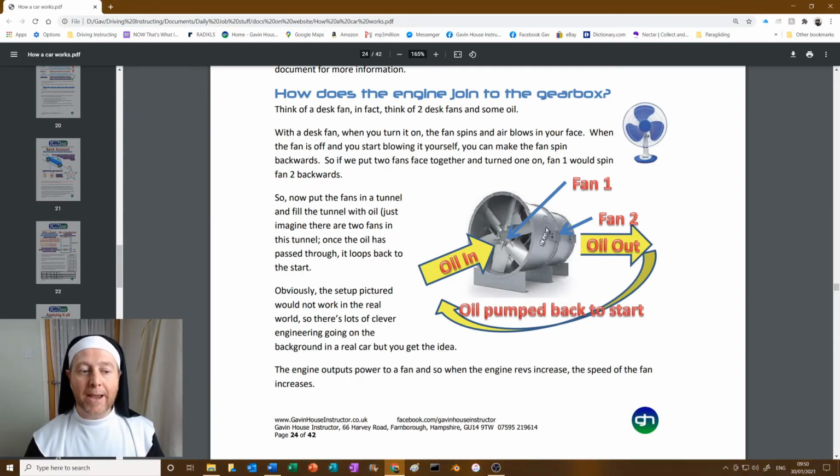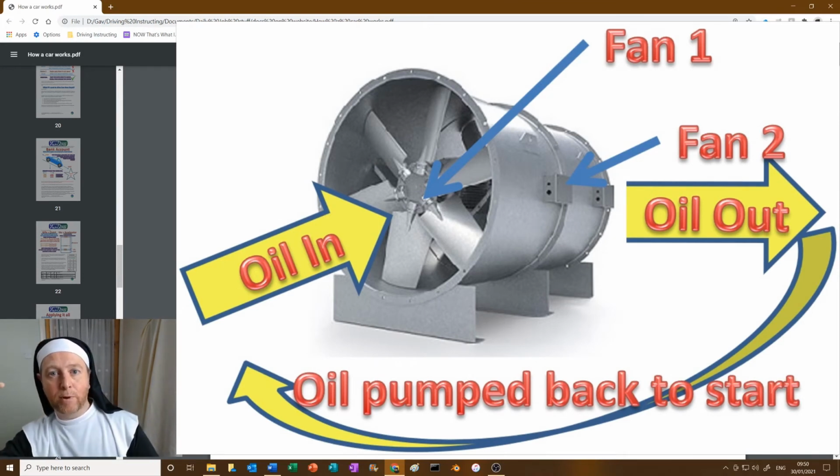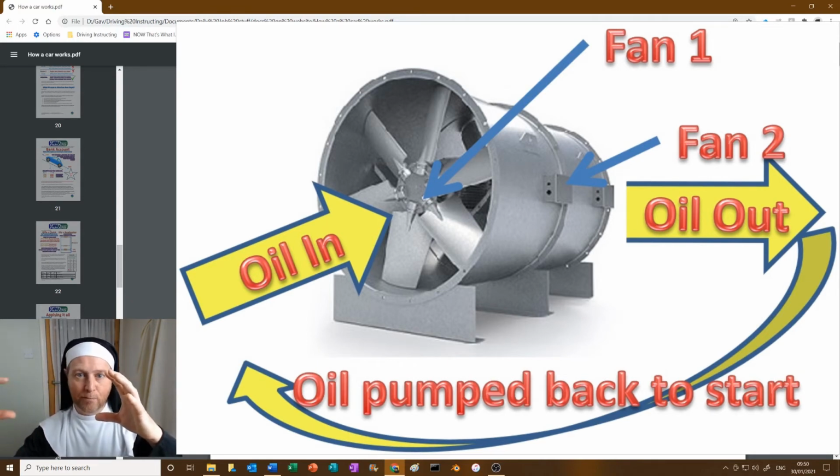In an automatic, basically you've got two fans. One fan is connected to the engine, so as you spin up the engine, the fan gets faster, and that blows oil across from the engine towards the gearbox. Inside there's another fan, and as the oil gets pushed across, it turns that fan, and that motion of turning the fan means that the gearbox turns, and therefore it all becomes exactly the same as the manual. So the difference is you've got a contained unit with oil in it, and as you spin up the engine, the oil gets pushed across, which effectively turns another fan.